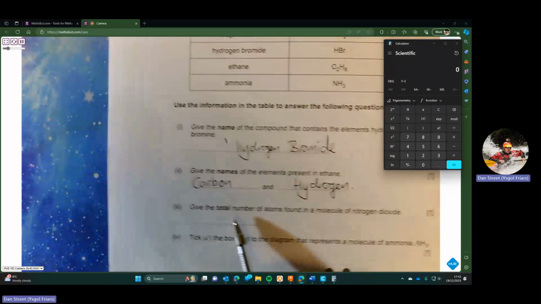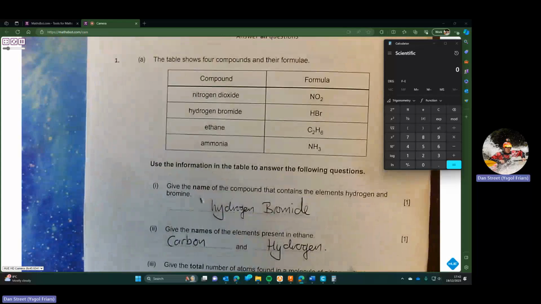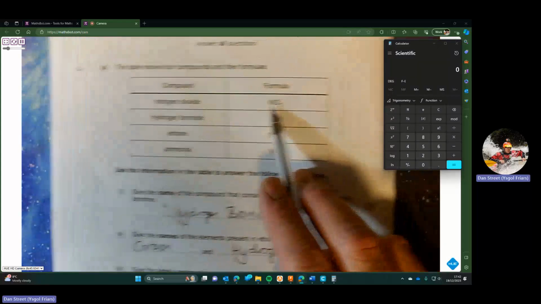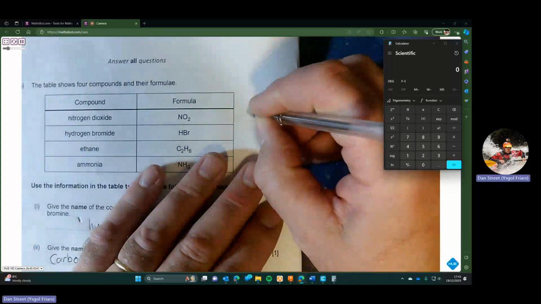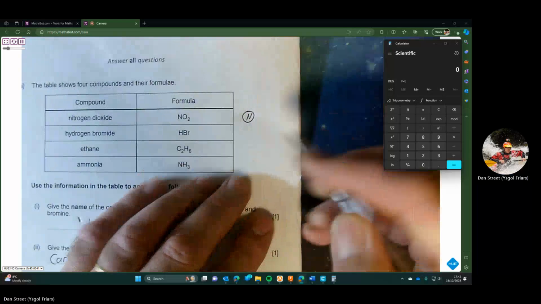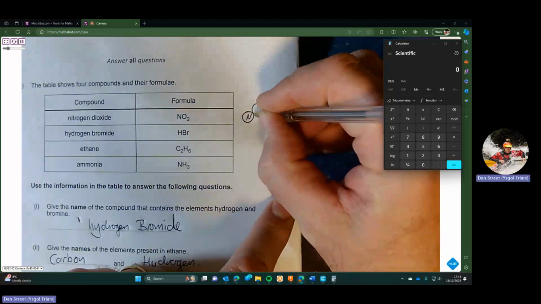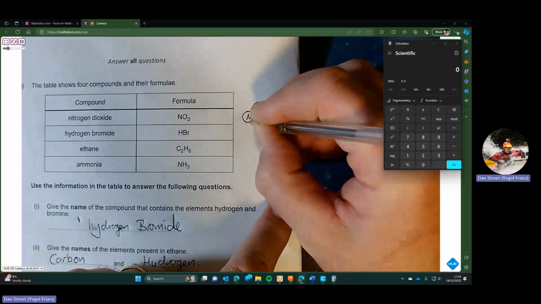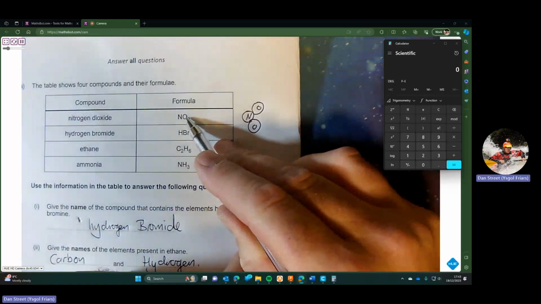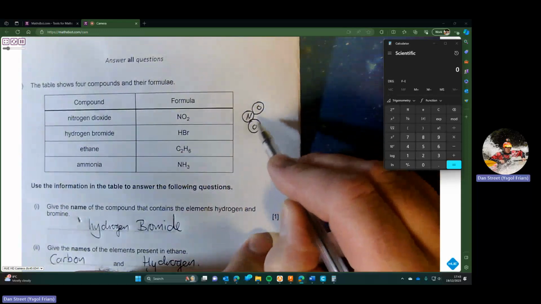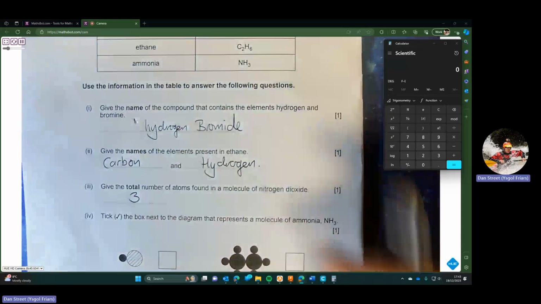Okay, give the total number of atoms found in the molecule of nitrogen dioxide. So nitrogen dioxide is this formula here. So if we were to draw a diagram of that, we might draw a nitrogen atom. And there's only 1 in the formula because there's no number next to it. But then we'd need to draw 2 oxygens attached to that nitrogen atom because there's a 2 there, meaning 2 oxygens. So in total, we have 3 atoms. Okay, so the total number of atoms is 3.